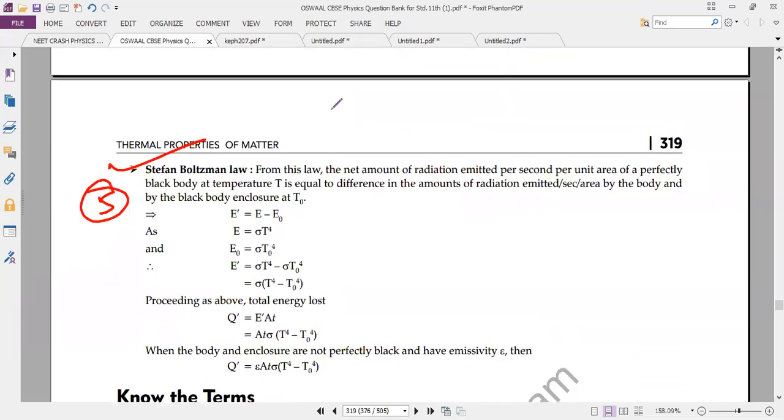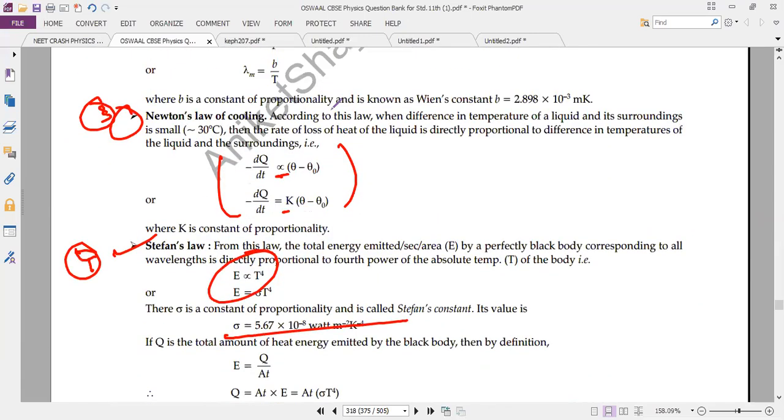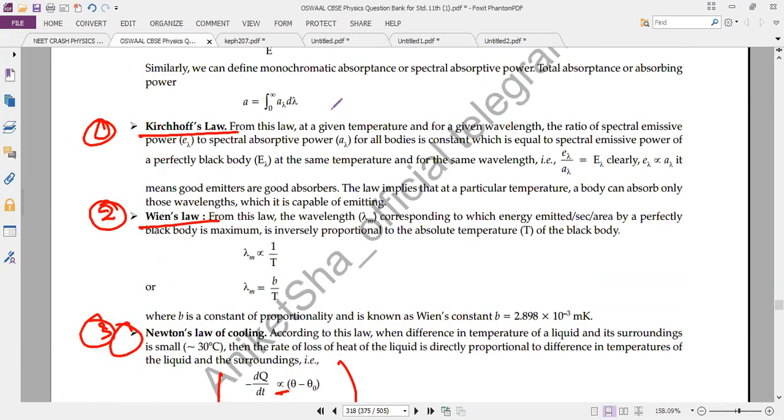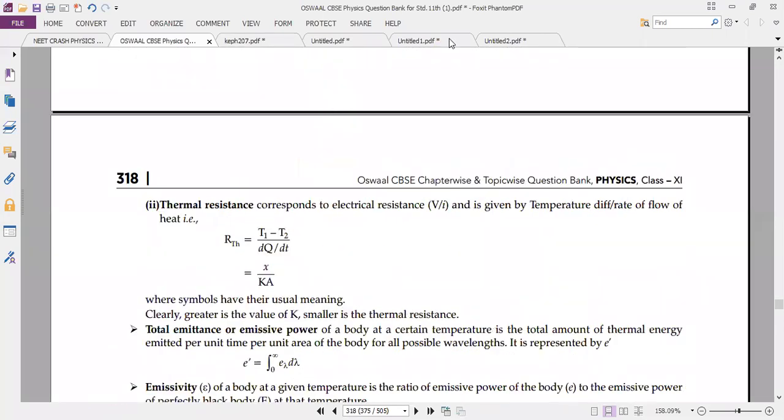Maximum in this chapter. Otherwise, the conversion process, Celsius to Fahrenheit, in this area they will ask questions. Okay, you can focus. If you have any doubt in this area, you can ask.